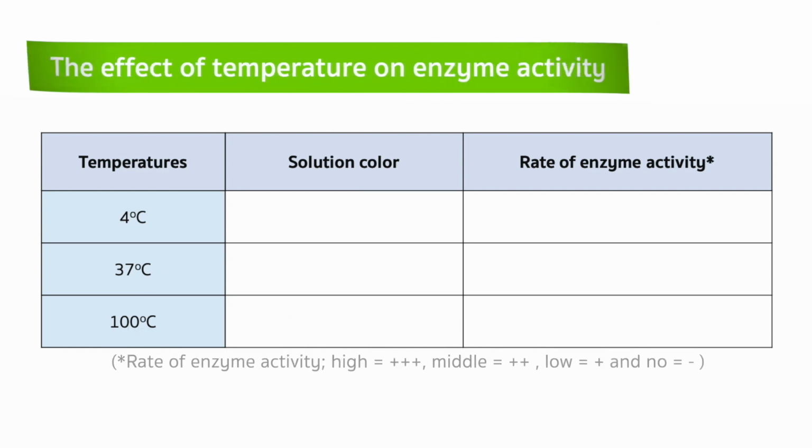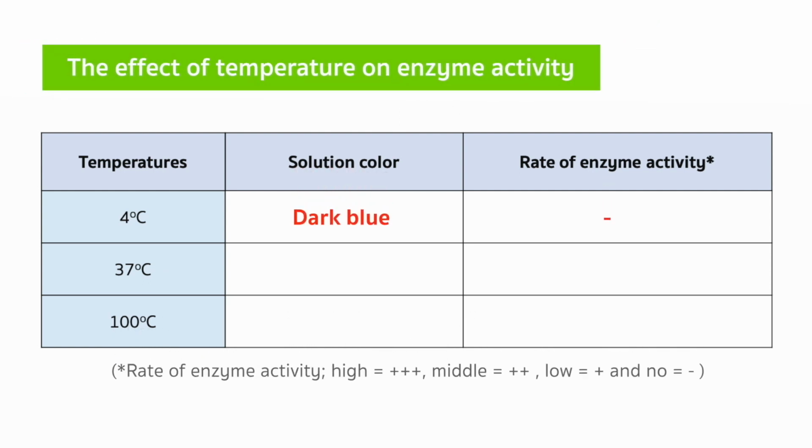At 4 degrees Celsius, it appears dark blue color. It indicates that amylase is not working. At 37 degrees Celsius, it appears light blue color. It indicates that the amylase has optimal activity. At 100 degrees Celsius, it appears blue color. It indicates that amylase has a low rate of activity.